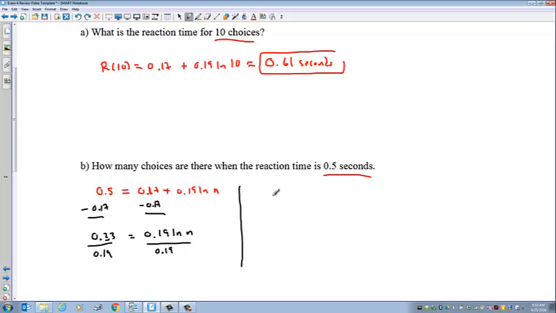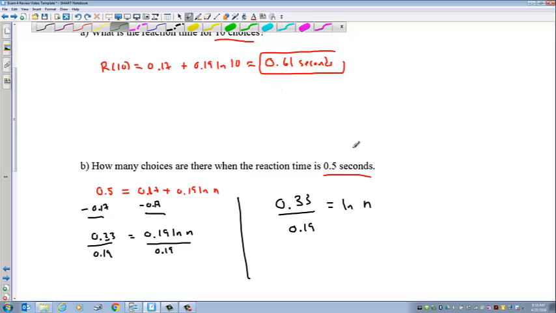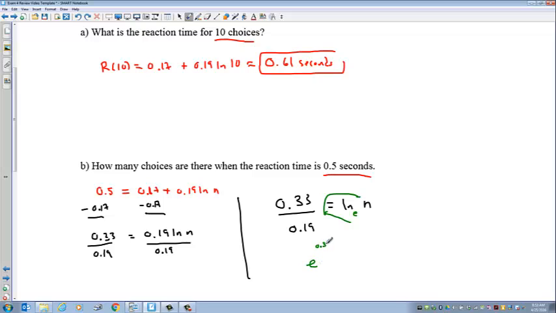Do not round on your calculator, just leave it as 0.33 divided by 0.19 is equal to ln of n. And then we're going to do what the log says. So remember, there's a little e down here, and so we'll take e to this is equal to that. And so we have e to the 0.33 divided by 0.19 is equal to n. And we're basically done. So here, if we crunch this number on our calculator, we can say what n is.